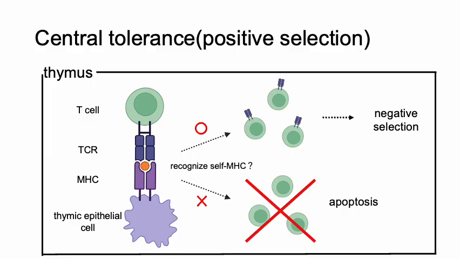First, there is positive selection. Here, T cells are tested to see if they can recognize the MHC at all. If they can't interact with the MHC, they are not useful, so they die.